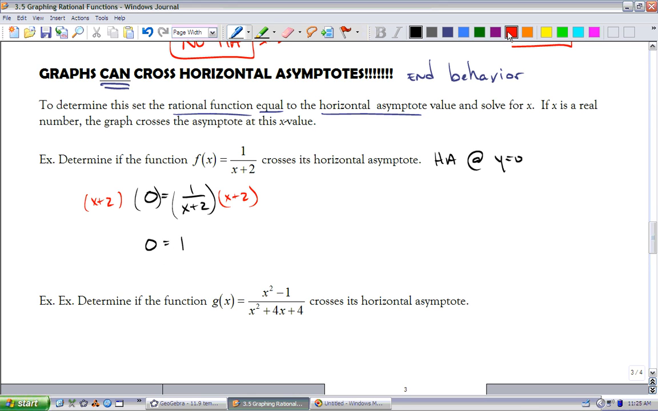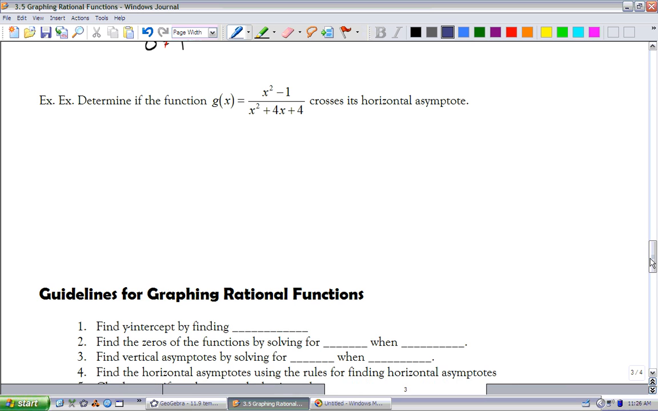Does that happen? No. If that doesn't happen, then we can say, in this case, f of x does not cross y equals 0, or its horizontal asymptote. Okay? Let's try it again. Another one, a little more difficult.